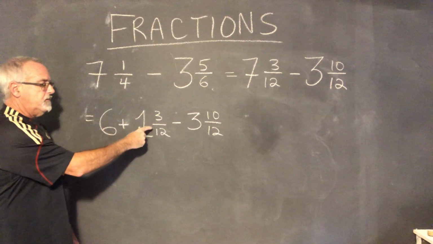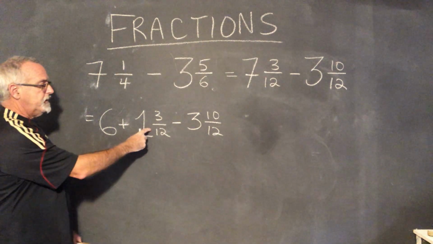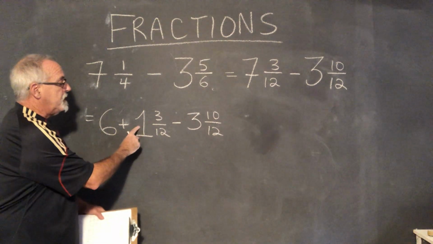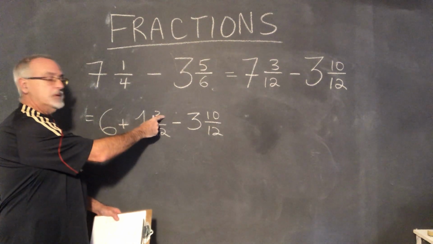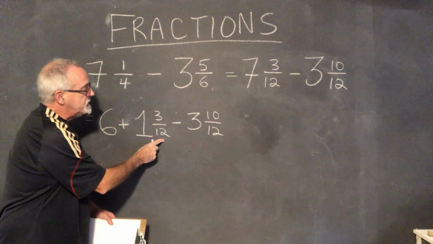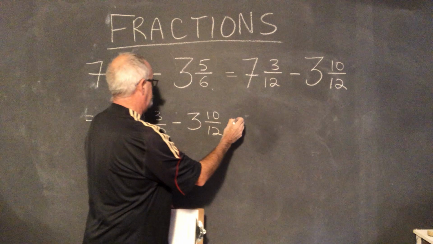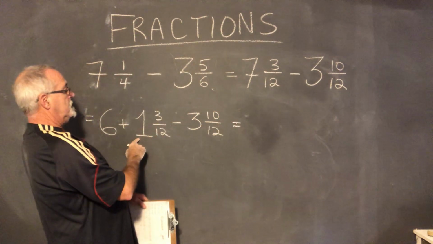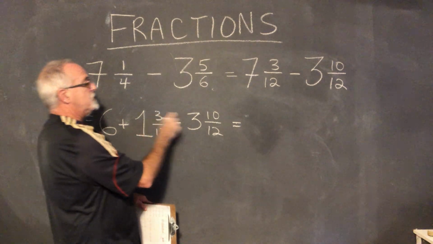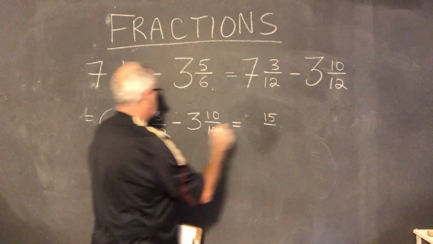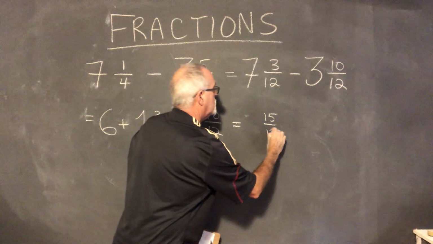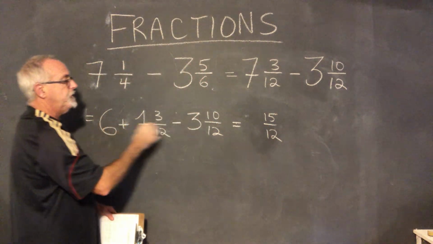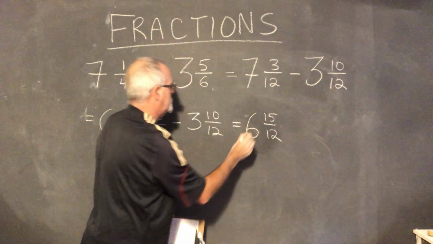Now, I don't want to write this as 1 and 3/12. I want to convert this into an improper fraction. So I'm doing that conversion. Big number times bottom plus top equals new top. 1 times 12 is equal to 12 plus 3 is equal to 15. Let me be careful where I write this. Denominator stays the same, it's still a 12. So 1 and 3/12 is 15/12, and I can just put the 6 right next to it.